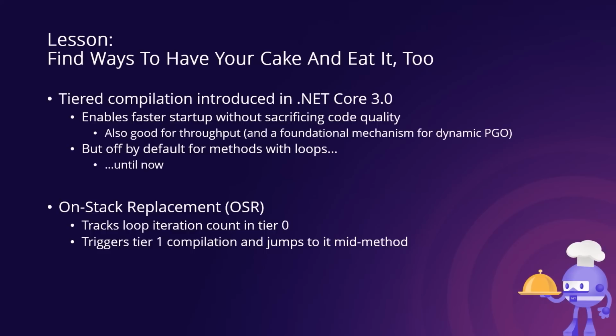And this, again, lets us have our cake and eat it too. In addition to tracking how many times a method is invoked, it also instruments loop iteration counts. And when a loop has iterated enough times, the JIT is able to generate a brand new optimized version of the method, jump from the unoptimized code into the optimized code, transferring over all the relevant local state, and continue executing there. And as a result, we're able to have tiered compilation for all of these methods, including ones with loops, which we couldn't in .NET 6.